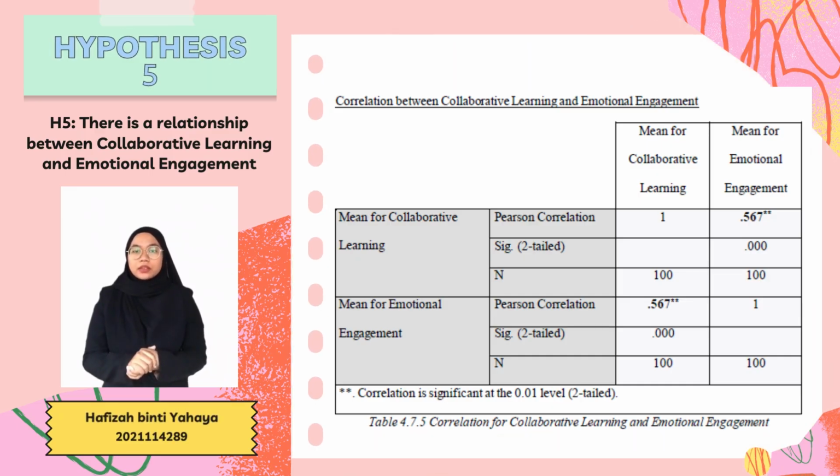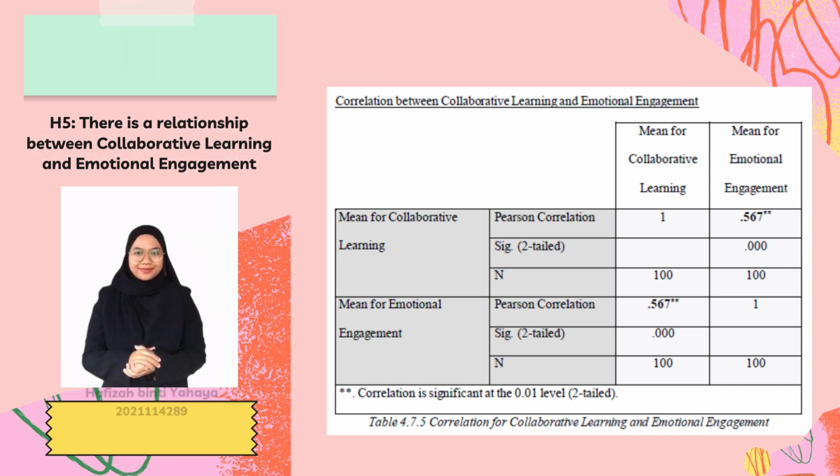Lastly, for hypothesis 5, it was found that there was a relationship between collaborative learning and emotional engagement at a moderate level, which amounts to 0.567. Thus, hypothesis 5 is also accepted.